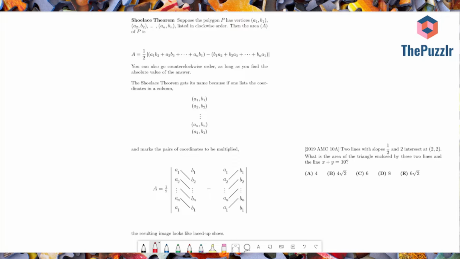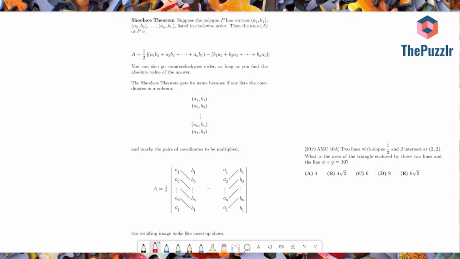A more general form of Pick's theorem is the Shoelace theorem. Suppose the polygon P has vertices (A1, B1), (A2, B2), all the way to (AN, BN), listed in clockwise order. Then the area A of P is equal to 1/2 times the absolute value of these products: A1 B2 plus A2 B3, all the way to AN times B1. So we eventually loop around, and don't worry if you don't see the connection here, I'll show that in a second. And then we subtract from that the products B1 A2, B2 A3, all the way to BN A1.